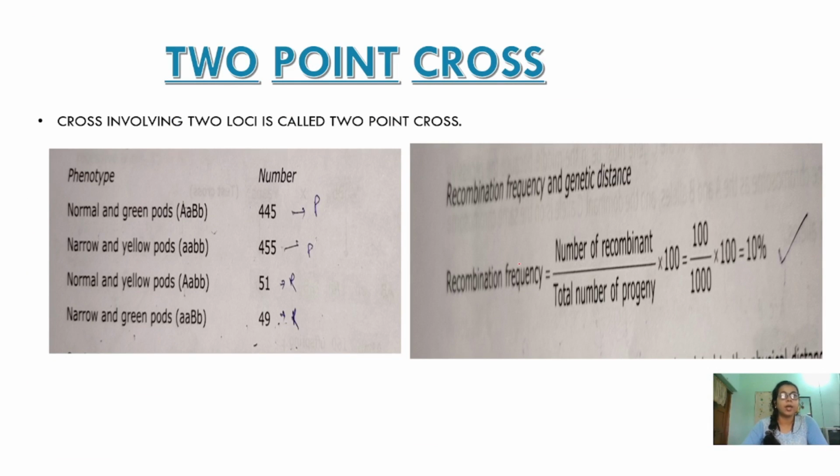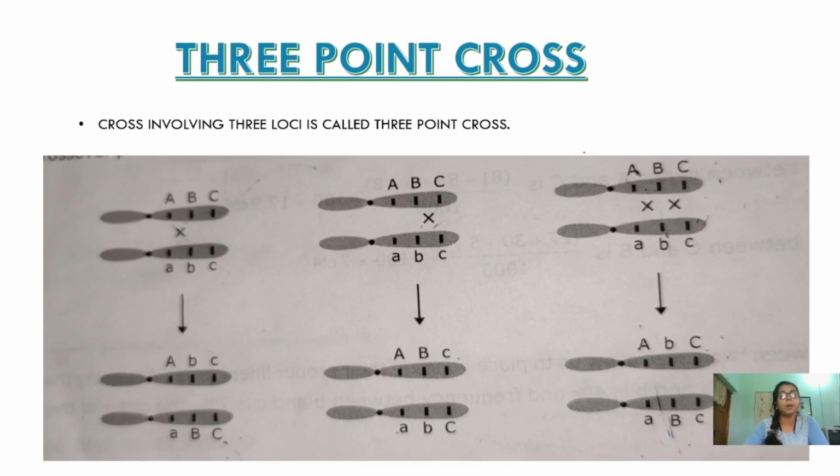Now we will understand what is 2-point cross and what is 3-point cross. If the cross involves two loci, meaning two genes, that is A and B, then it is known as 2-point cross. And to find 2-point cross, the formula is very simple. Same formula: number of recombinants by total number of progeny into 100. Here you need to just find the parental combination and the recombinant combination, as I have already mentioned, and you need to put this formula and you will get the result. Okay. 2-point cross is very simple, which we have discussed earlier also.